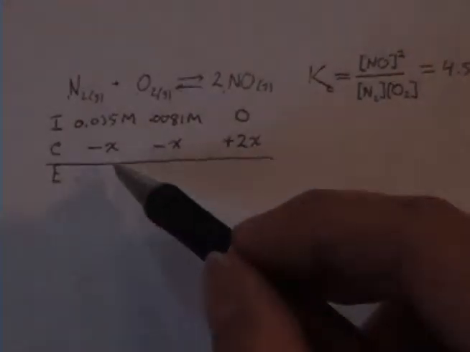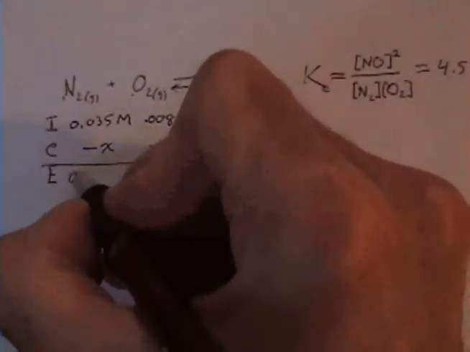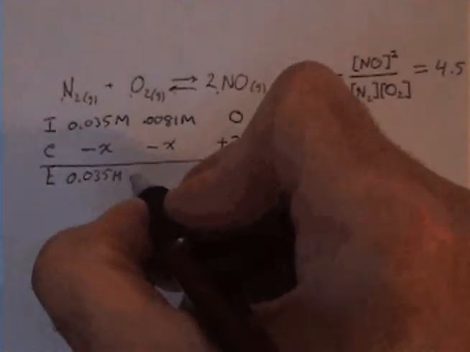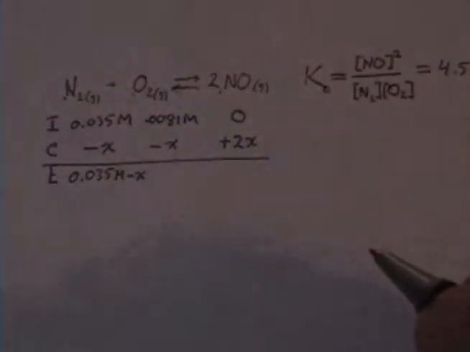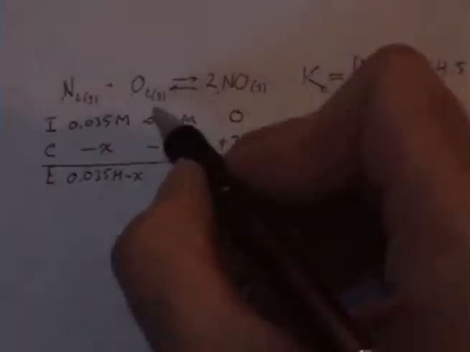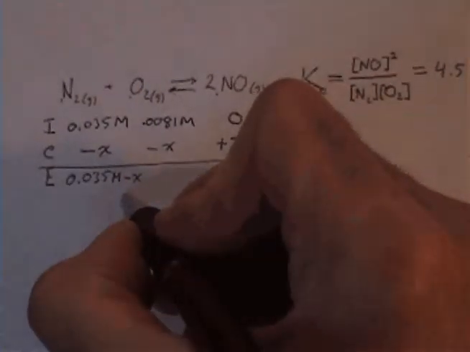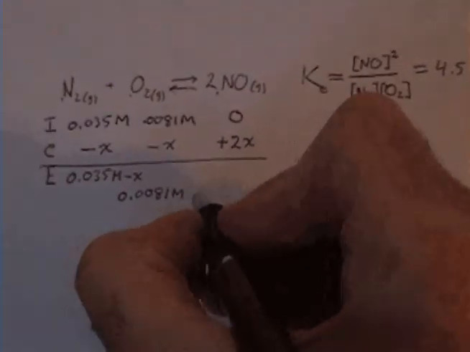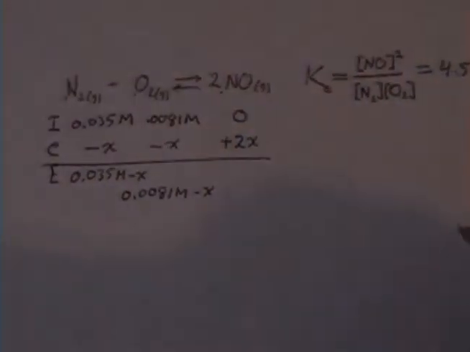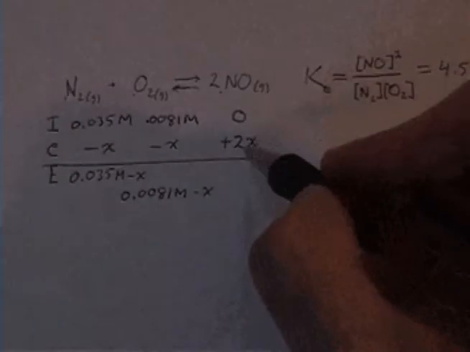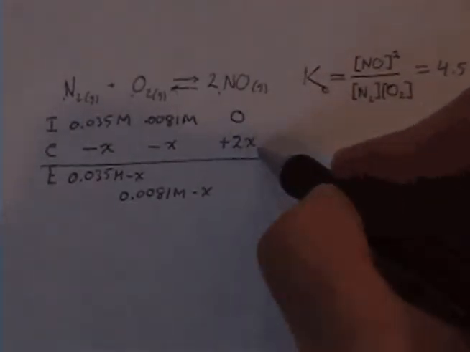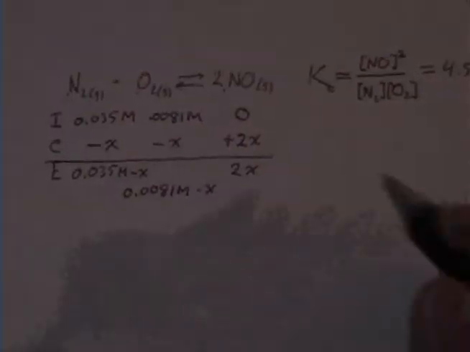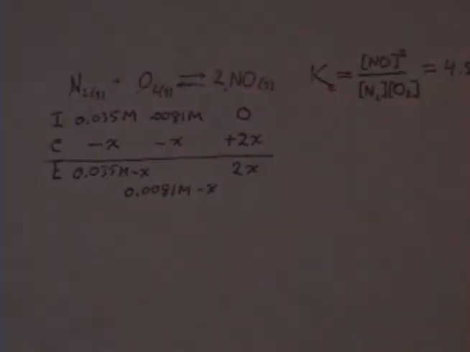So at equilibrium, whatever I've lost here, I started with 0.035 molar and I've lost a certain unknown amount. Likewise for oxygen, I started with 0.0081 molar, and I've lost a certain unknown amount. And for NO, I started with 0 and I'm adding 2x, so at equilibrium I have a concentration of 2x.